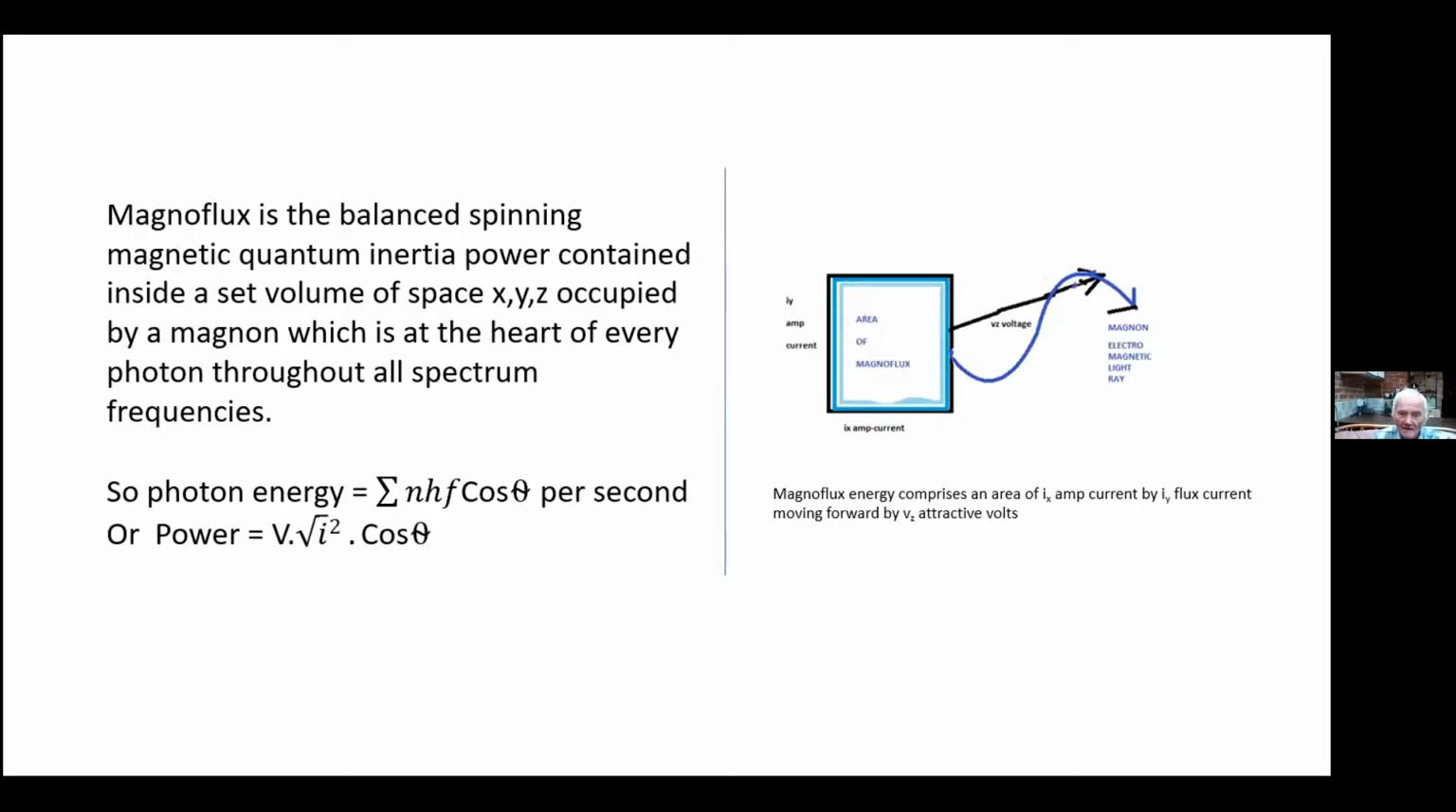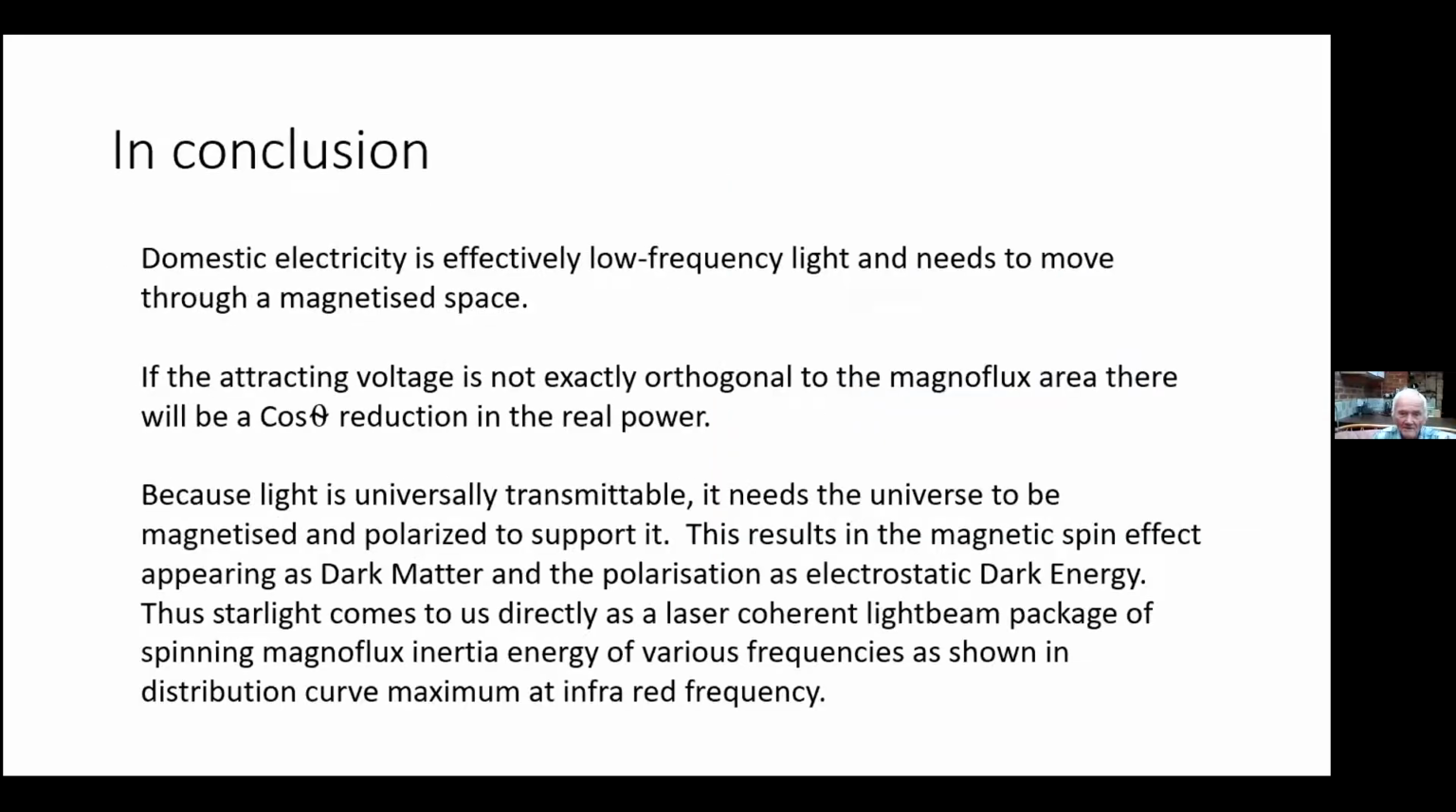So photon energy is equal to the total sum of all the different wavelengths of times cos phi per second, which is the same as saying that the electric power is equal to V times I current times I flux root 2 by rooting it, and then cos psi. Difficult concept, but that is what electricity and light are. So light waves or electric pulses are the same thing.